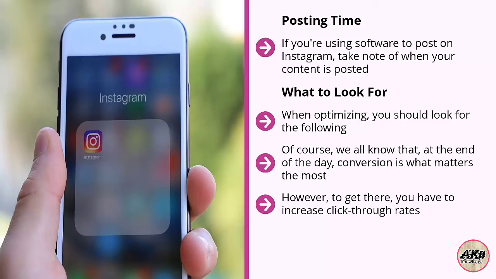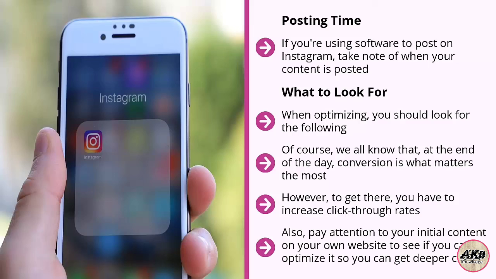However, to get there, you have to increase click-through rates. You also have to see if the page that you are presenting to people you draw from Instagram holds their attention for a longer time. You can keep optimizing that page to maximize dwell time. Also, pay attention to your initial content on your own website to see if you can optimize it so you can get deeper clicks. The more internal pages the person views, the more interested that person is in whatever it is you have to offer. Ultimately, if you take care of these on an element-by-element basis, you can increase conversion rates.